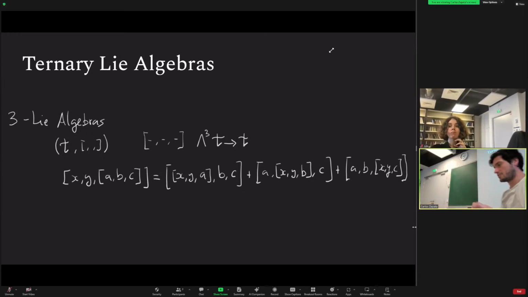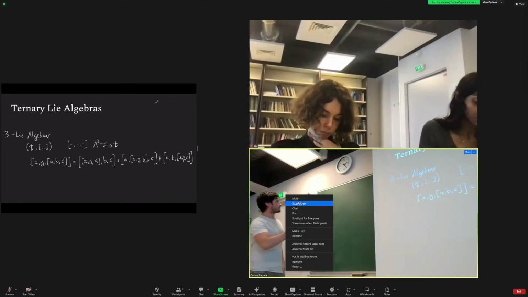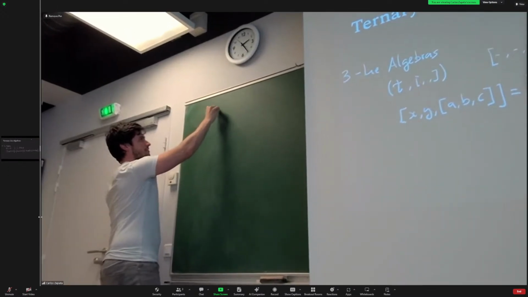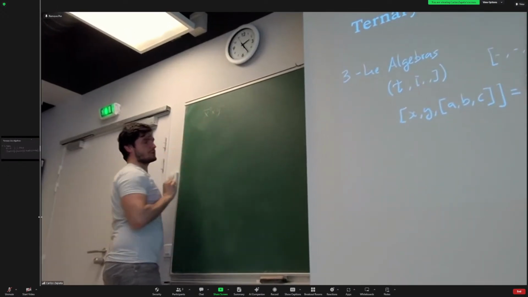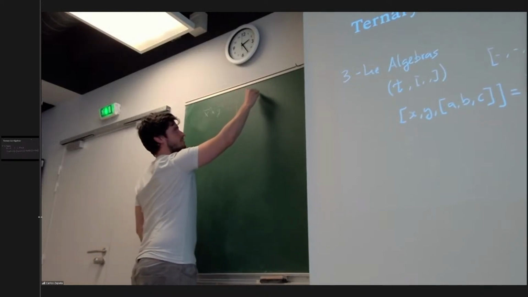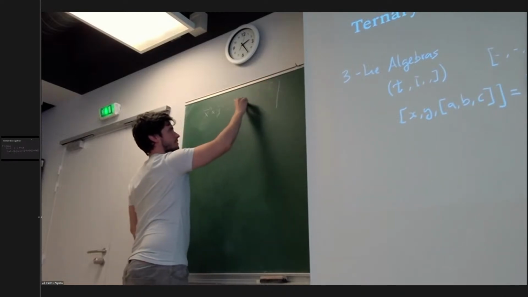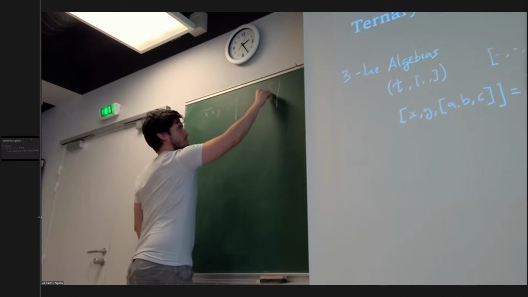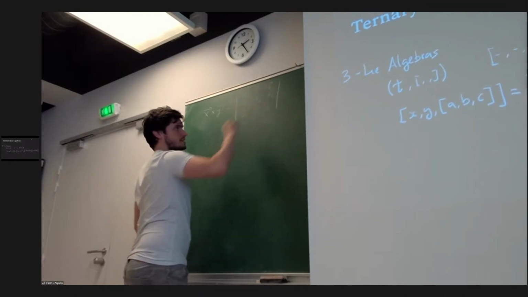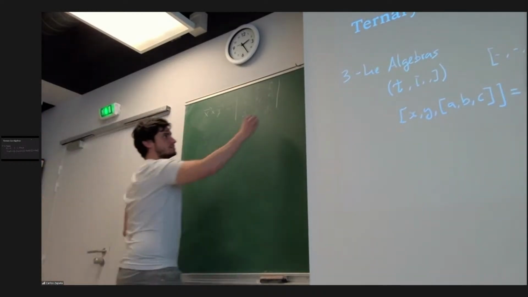If people are wondering what a ternary algebra is, maybe you remember from high school that you can define the cross product of two vectors with a determinant formula. You write x1, x2, x3, y1, y2, y3. And we all know that this is a Lie algebra. This is so(3), right?